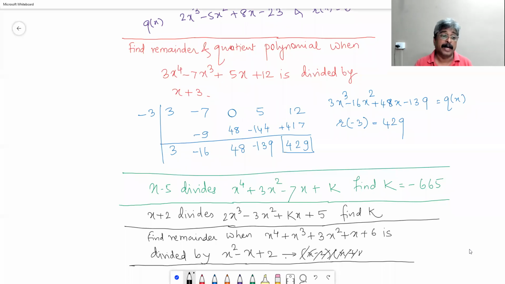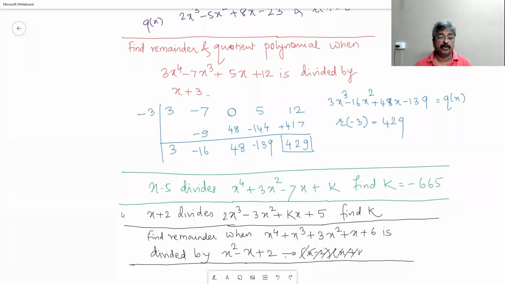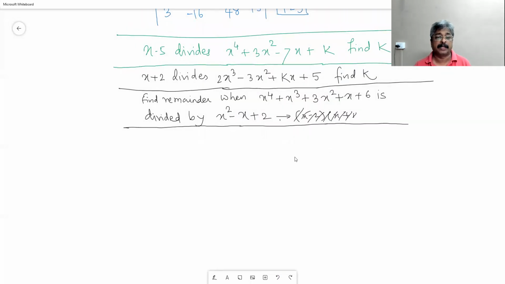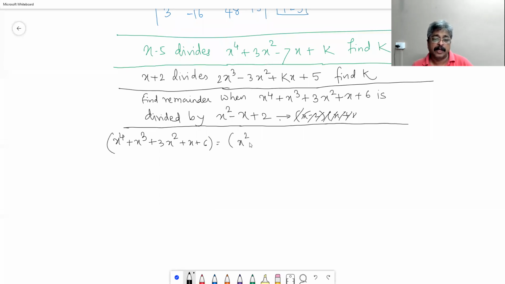Okay, so you actually performed a long division and solved it, correct? Now let me show you the method of forcing factor. In this case, follow me. x raised to 4 plus x cube plus 3x square plus x plus 6 is equal to x square minus x plus 2. Now you will start writing the second factor and take care of remaining terms.